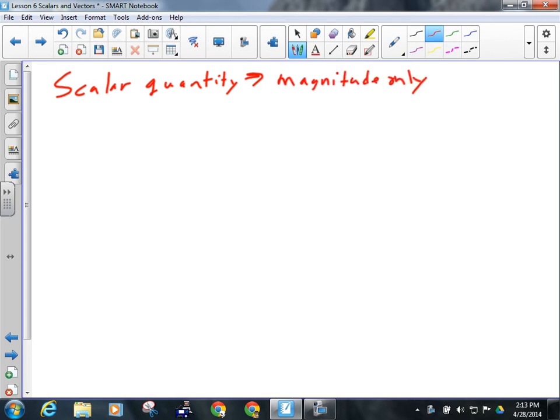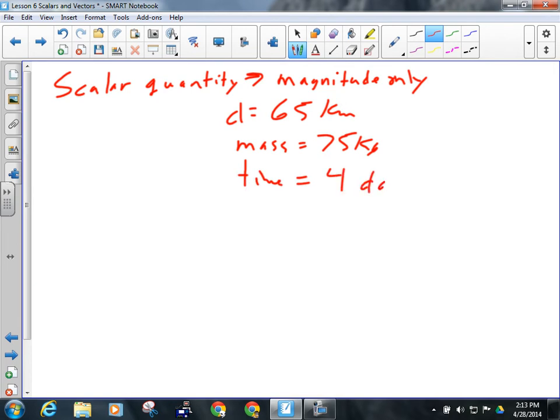Alright, so distance is an example of a scalar quantity, because if I gave a distance, that would be 65 kilometers. Alright, I don't say which way the 65 kilometers is, just 65 kilometers. Okay, or I could say mass. Okay, mass is another one, 75 kilograms. Mass doesn't have a direction. Okay, time. Okay, 4 days. Again, I don't write a direction on that.